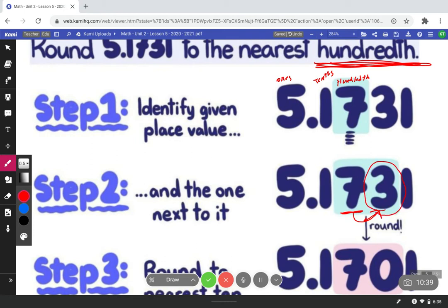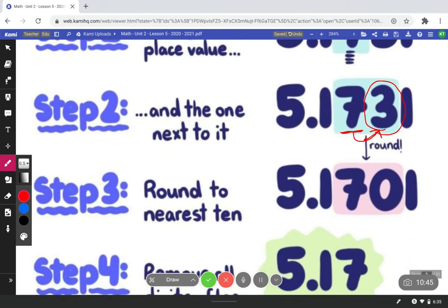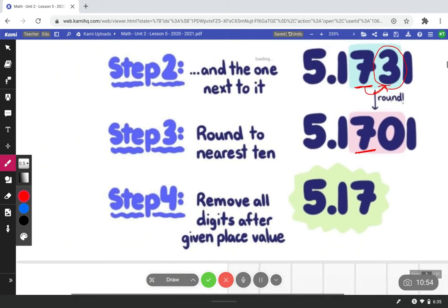So I'm asking myself, is 3 greater than or less than 5? And since 3 is less than 5, we keep the number we're rounding the same. So the finished and rounded product would be 5 and 17 hundredths.